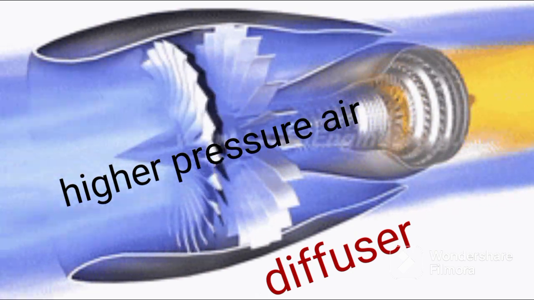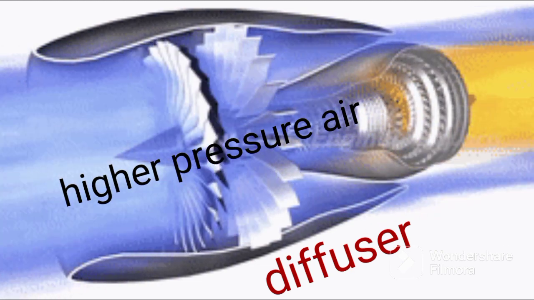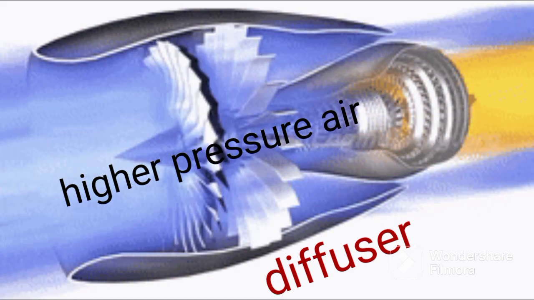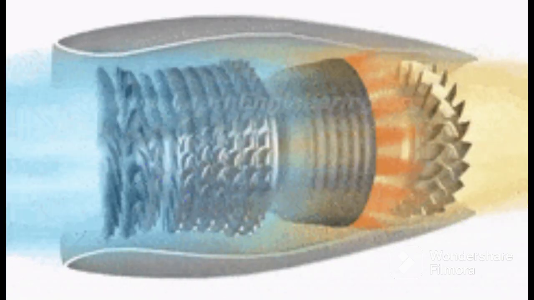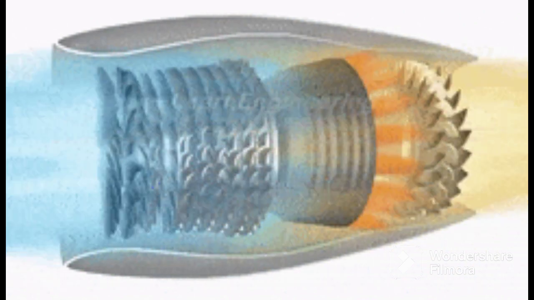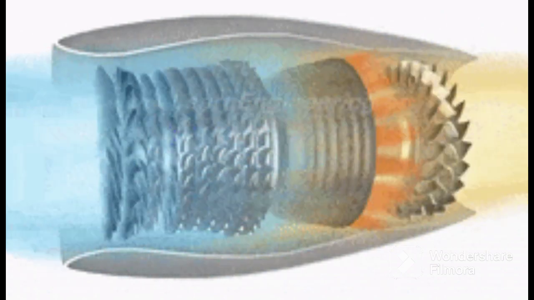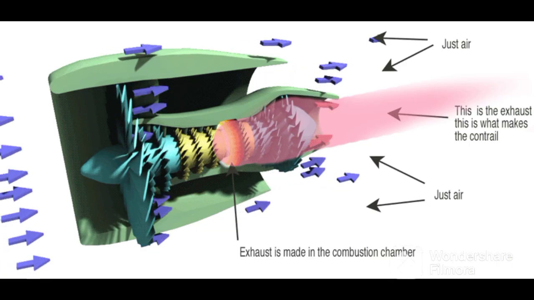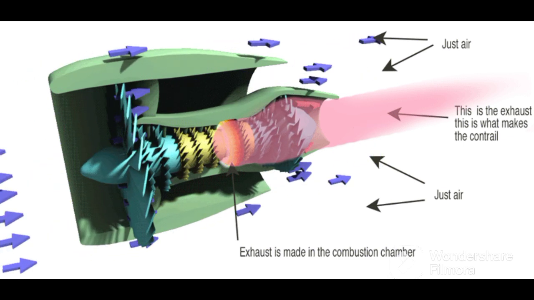The diffuser is typically located at the entrance of the engine, just behind the compressor. It is a conical or diverging duct that gradually widens in diameter and reduces the velocity of the incoming air. This process of slowing down the air increases its pressure, which makes it easier for the compressor to compress the air.